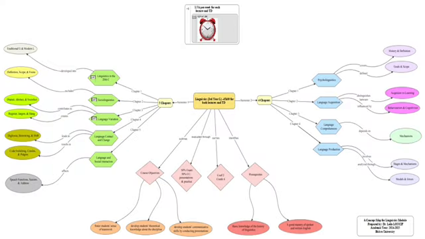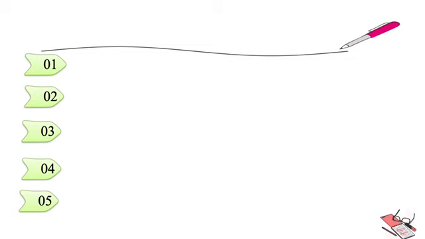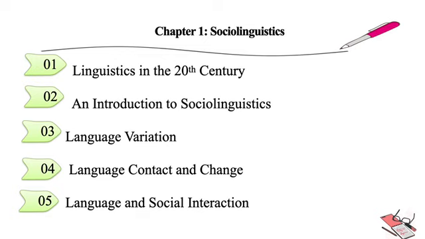Regarding the course content, as seen in the map, linguistics consists of 2 chapters. Each chapter is dedicated for a 15-week semester. The first chapter, entitled Sociolinguistics, addresses different topics such as linguistics in the 20th century, an introduction to sociolinguistics, language variation, language contact and change, and language and social interaction.